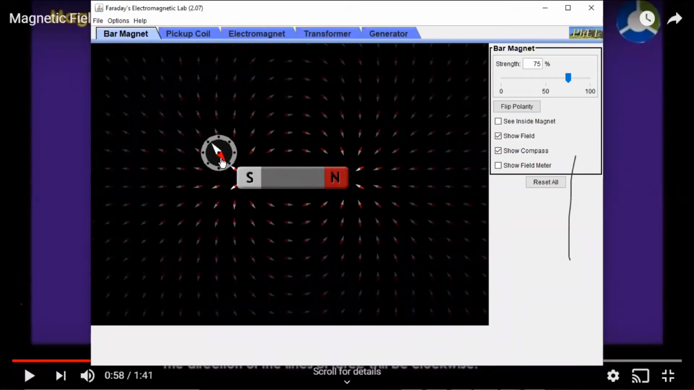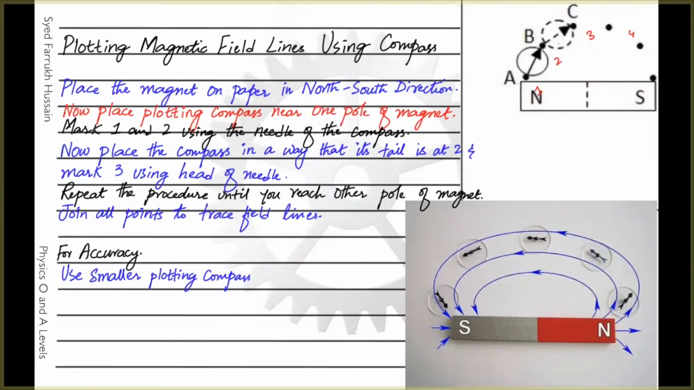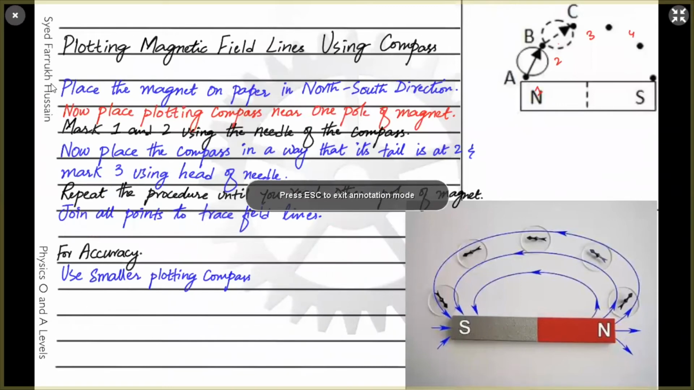Application. This is a bar magnet, plotting magnetic field lines with a plotting compass. So this is a plotting compass and this is a permanent magnet, right? Change the position of this plotting compass, the pointer on the plotting compass will also change. See, by this you can trace all the magnetic field lines around the permanent magnet. See, the plotting compass is telling you the direction of the magnetic field lines around the permanent magnet, and this is what is asked to write in this: plotting magnetic field lines using compass.